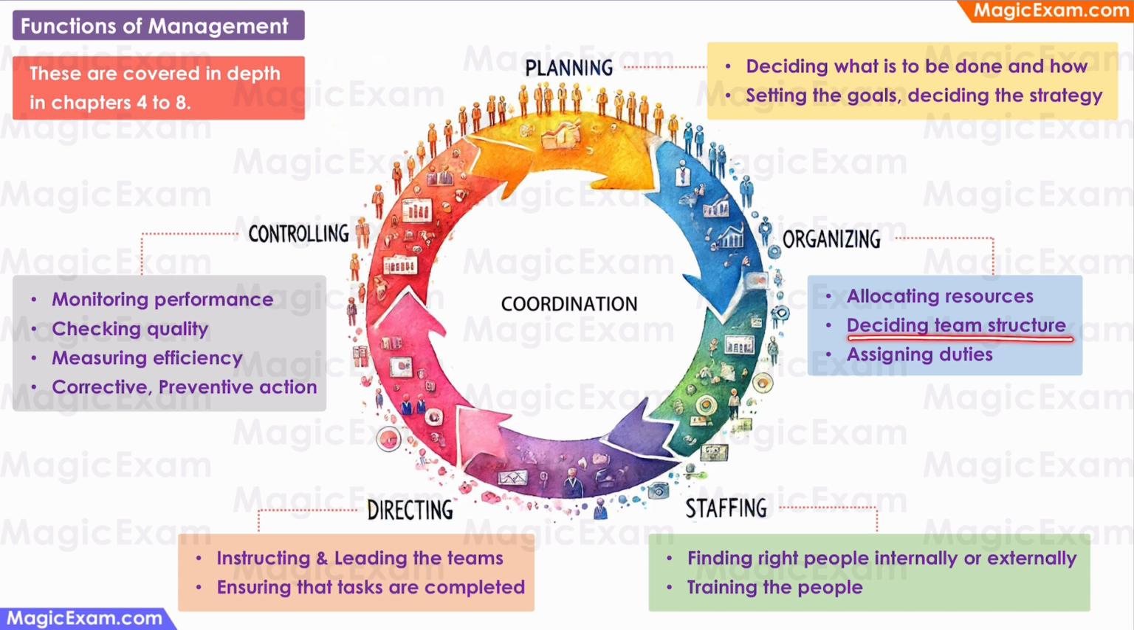Next, you have staffing, which is finding the right people, either internally from within the organization or externally by recruiting new people. Here, the people will also need to be trained to do the job that they are being hired for.